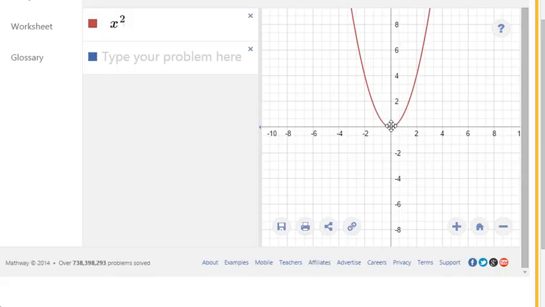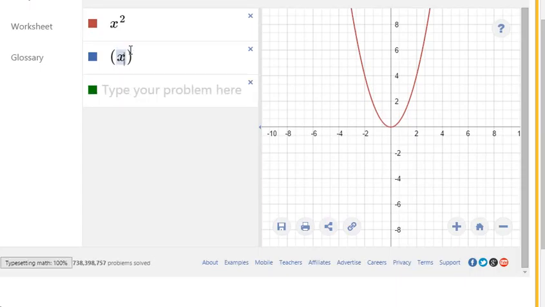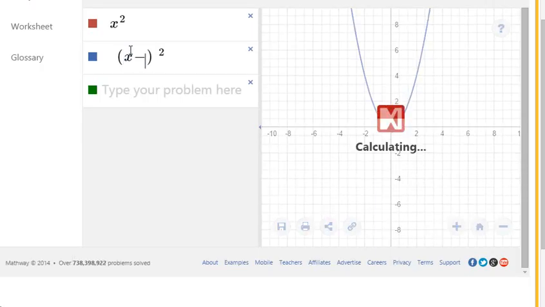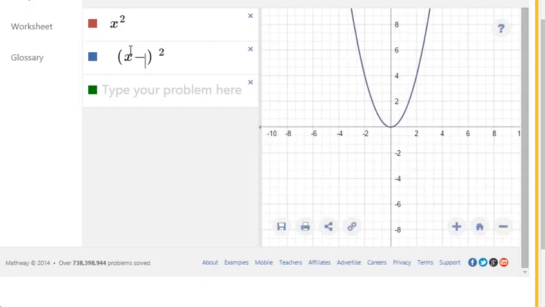Now, if I go up 5 units and over 2, my vertex for my parabola should be right here at 2, 5. That's where the vertex should be. So let's try it. I'm going to start with x, and just so you guys can see what it does, we're going to square it first. And then I'm going to enter in minus, and then I'm going to put the 2 in.